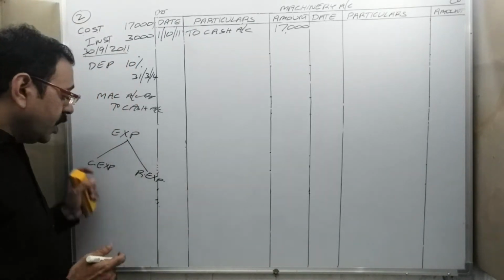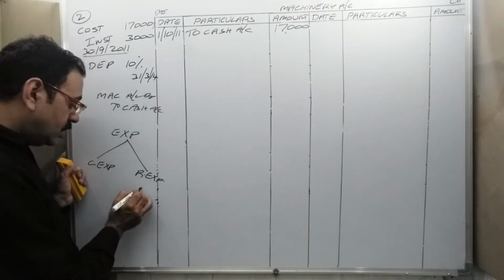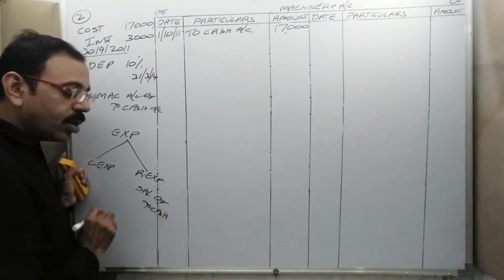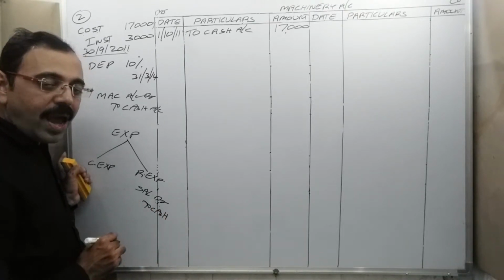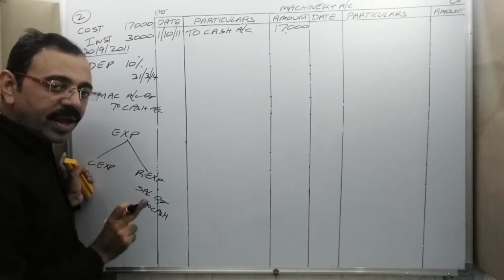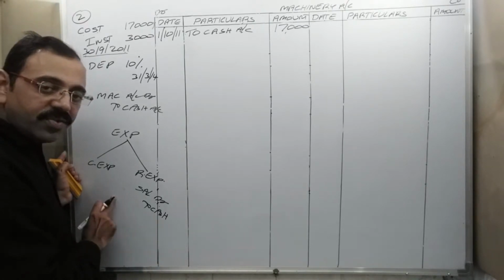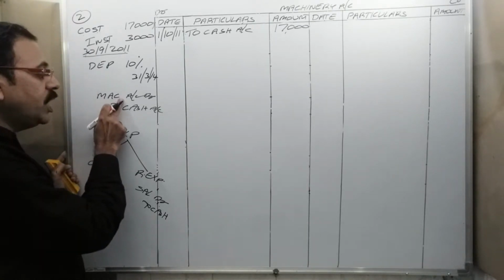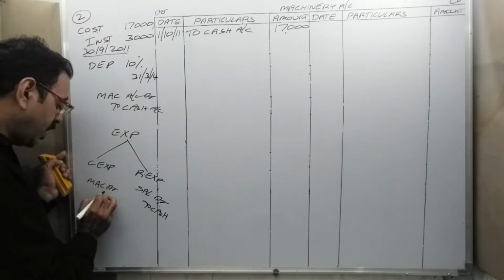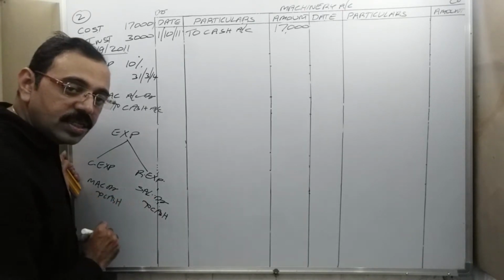Okay? Now, assume that we paid salaries. Then what is the entry? Salary account debit to cash account. And we paid installation charges. Then what is the entry? Entry is not installation charges account debit to cash. Entry is machinery account debit to cash. Machinery account debit to cash. Observe the difference between these two entries.